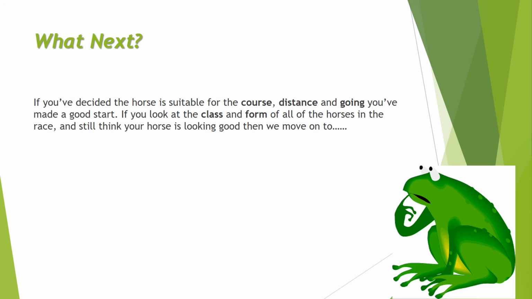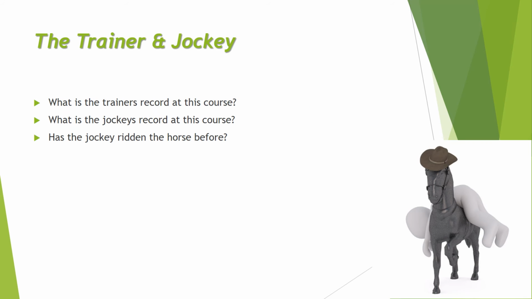So what next? If you've decided the horse is suitable for the course, distance and going, you've made a good start. If you look at the class and form of all of the horses in the race and still think your horse is looking good, then we move on to the trainer and jockey. So what is the trainer's record at this course? Some trainers are fantastic at particular courses. How about the jockey? And has the jockey ridden the horse before? Some horse jockey partnerships are very profitable for us to follow.